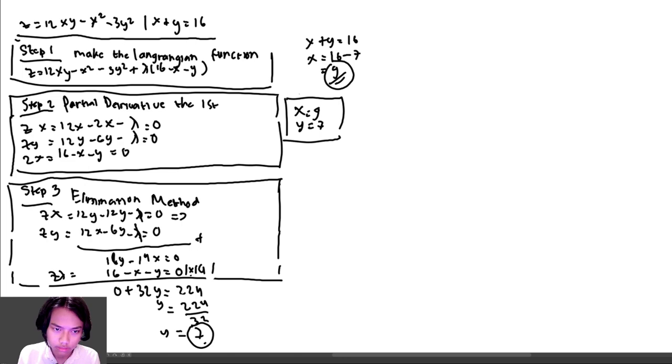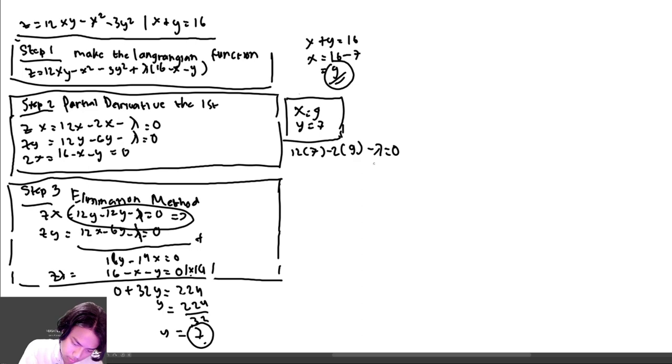And then we'll put this in the partial derivative equation. Here and here. Which then we can find 12 times 7 minus 2 times 9 minus lambda equals 0. 84 minus 18, which we found the answer is 66. Then the lambda is here. Okay, then after this we continue to the fourth step.